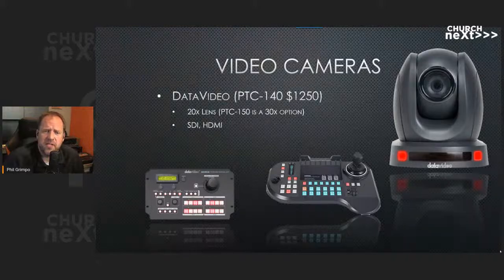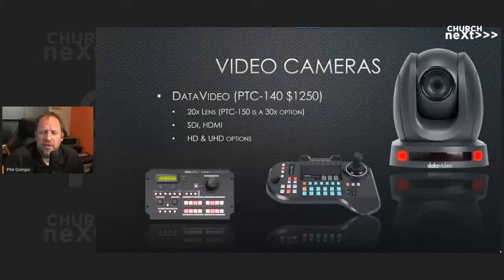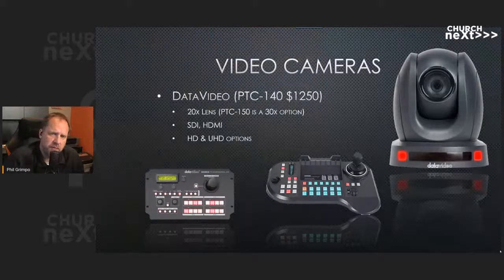I will say the PTC 140 is $1,250, and then the 30x option is like twice that. The 20x lens, it will get you maybe to 80 feet for a decent medium shot. If you're going to be more than 80 feet, you really need to look at probably a 30x lens option. These have SDI and HDMI, and they do also have a 4K version that has just come out.